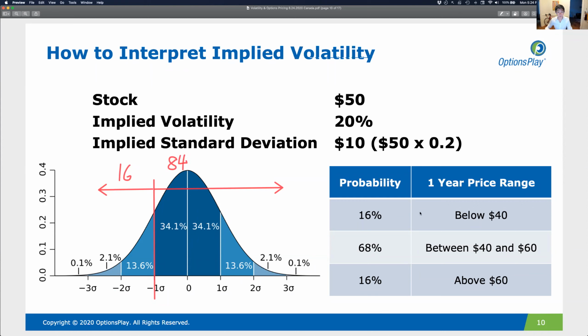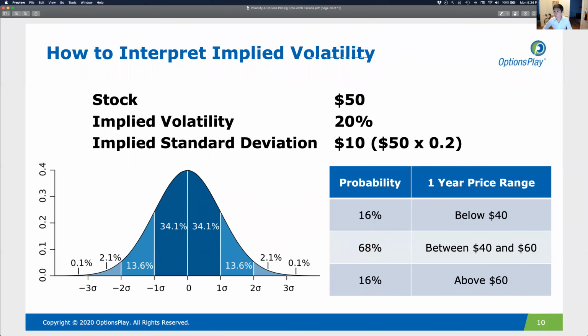So if you sell something exactly 1 standard deviation, in this particular case, this is a $50 stock. If you sell the $40 put, there's an 84% chance that that put will expire worthless, because there's only a 16% chance the stock will be below $40. So that's how that calculation is done.